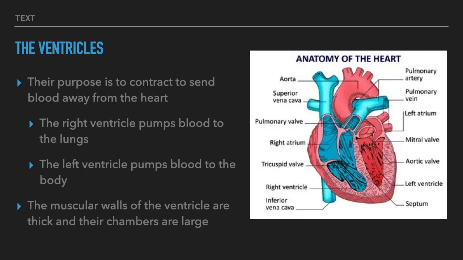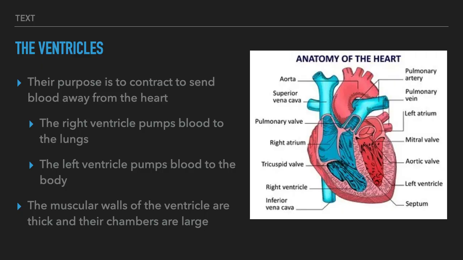So those ventricles, with their really thick muscular walls, their job when they contract is to send blood away from the heart. So their walls are significantly thicker to compensate for how much extra force it takes for them to overcome the amount of pressure, the amount of resistance that's provided by the rest of the body when the heart is contracting, whether it's going to the lungs or to the rest of the body.